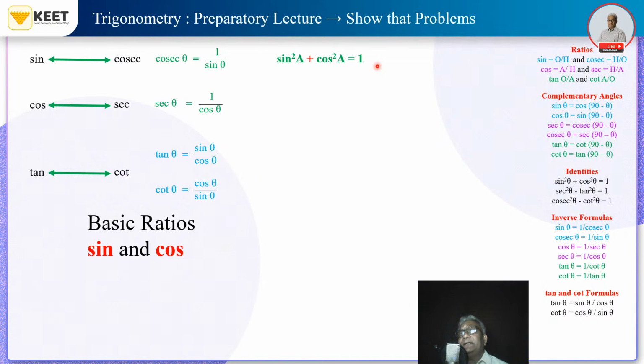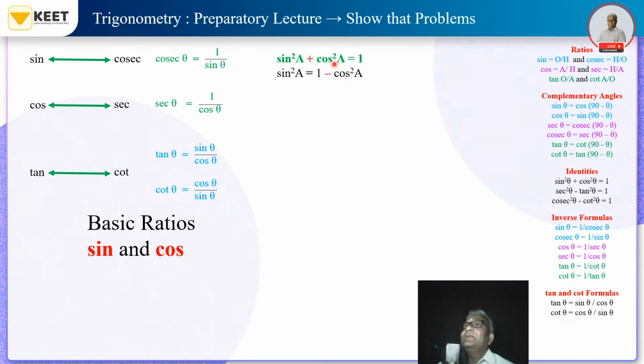Now in this identity, if you see carefully, it can be converted in 2 more forms by transferring either sin or cos to the right hand side. Now if you transfer cos square a to the right hand side, you will get sin square a equals 1 minus cos square a. So this becomes the value of sin square a. From the same formula or identity, you can obtain the value of sin square a in terms of cos square a.